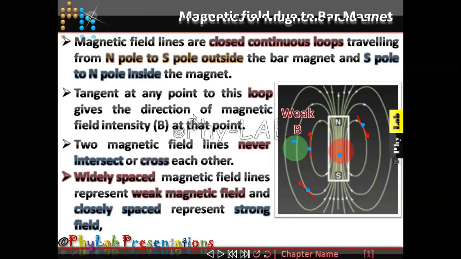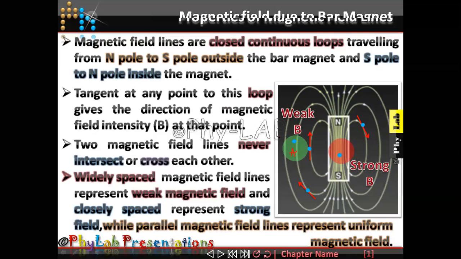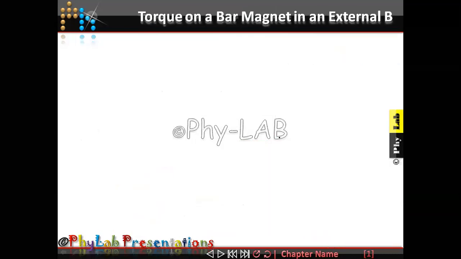Now, you can notice that at point A, the magnetic field lines are farther away. So the magnetic field in that region is small. The points where the magnetic field lines are separated apart are weak, and the points where the magnetic field lines are concentrated represent a stronger magnetic field region. And if the magnetic field lines are running parallel to each other, that represents a uniform magnetic field in the region.